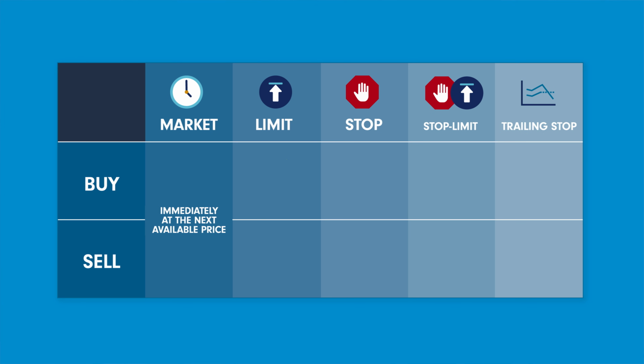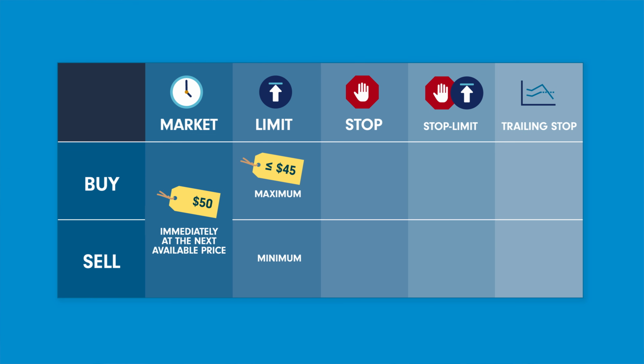Now, I understand that was a lot of orders to process, so let's summarize with a quick recap using our example of Kicks Unlimited. With a market order, you can buy or sell immediately at the next available price. For example, buying Kicks Unlimited at the next market price of $50. A limit order lets you set a maximum purchase price or minimum sale price. For example, buying Kicks Unlimited only if it drops to $45. You make a stop order, also known as a stop loss order, to sell stocks to prevent further losses. For example, selling Kicks Unlimited if it drops to $45.